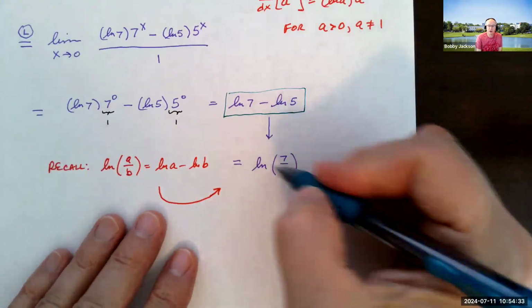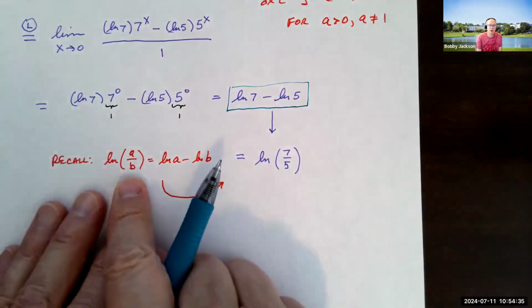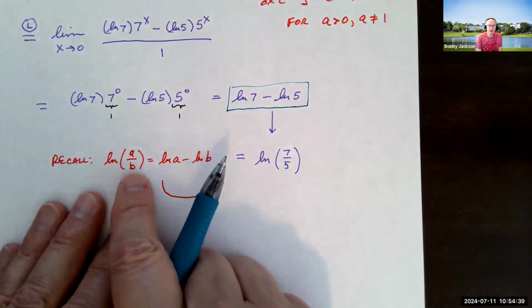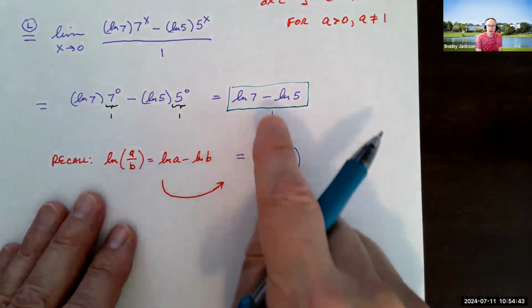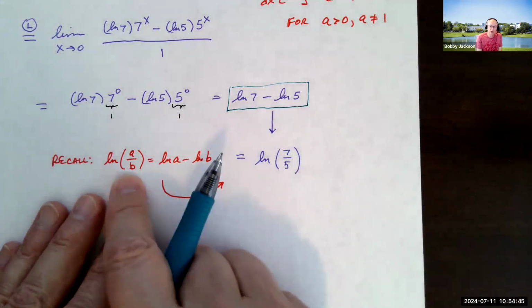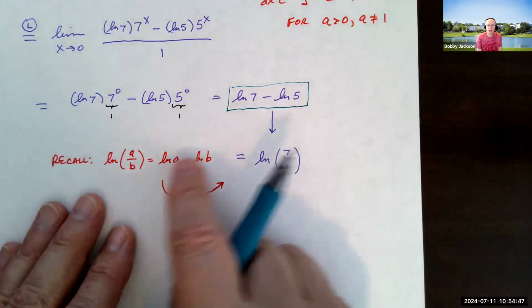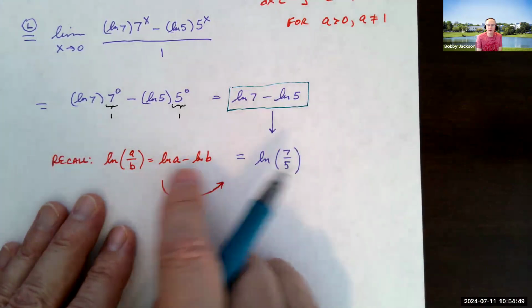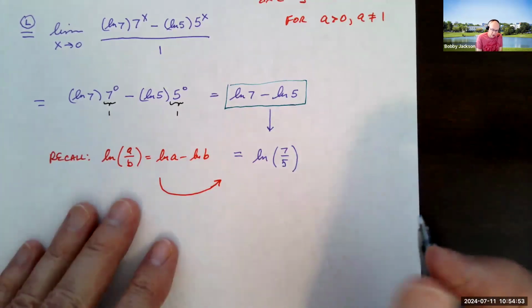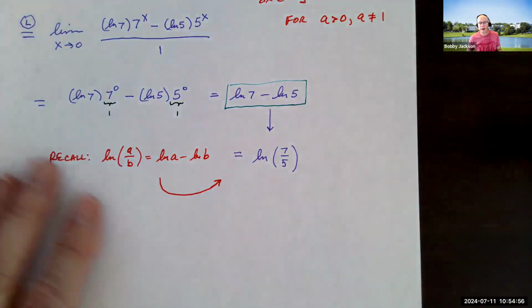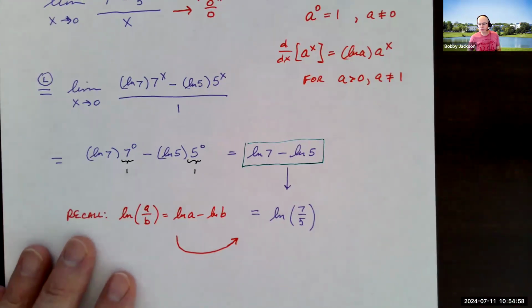You can write this a little more compactly if you remember this property of logarithms. The natural log of a divided by b, remember, is the natural log of a minus the natural log of b. So looking at it this way, going in this direction, I can rewrite this, log 7 minus log 5, as the natural log of 7/5. So it's a little more compact, nice way of writing the limit. I hope this one is helpful for you.